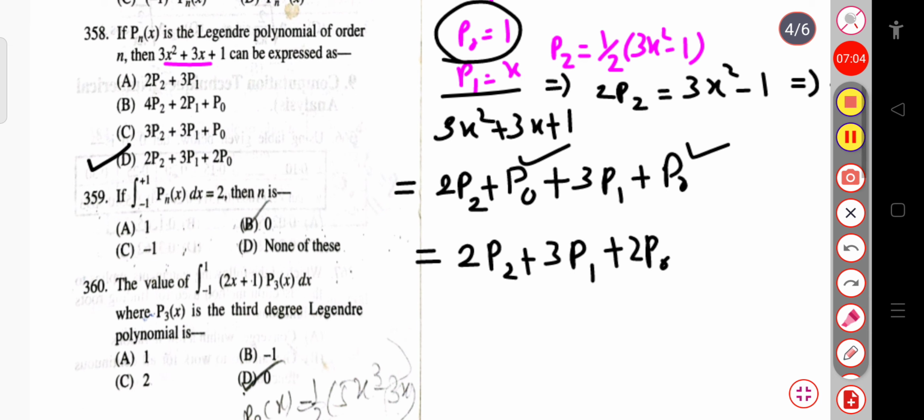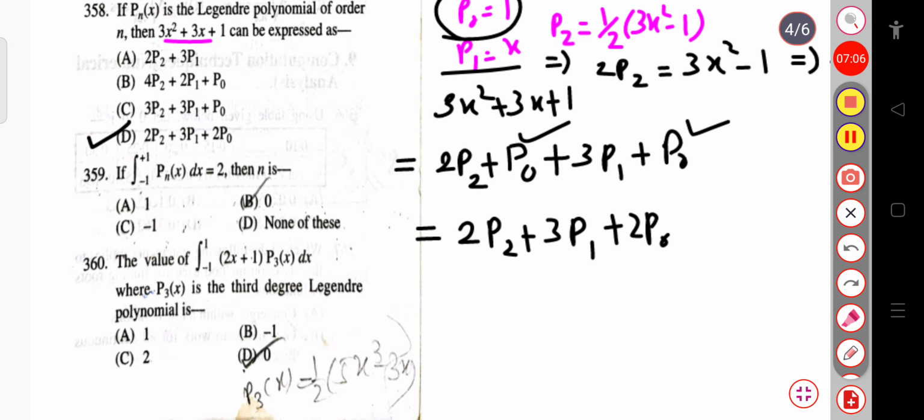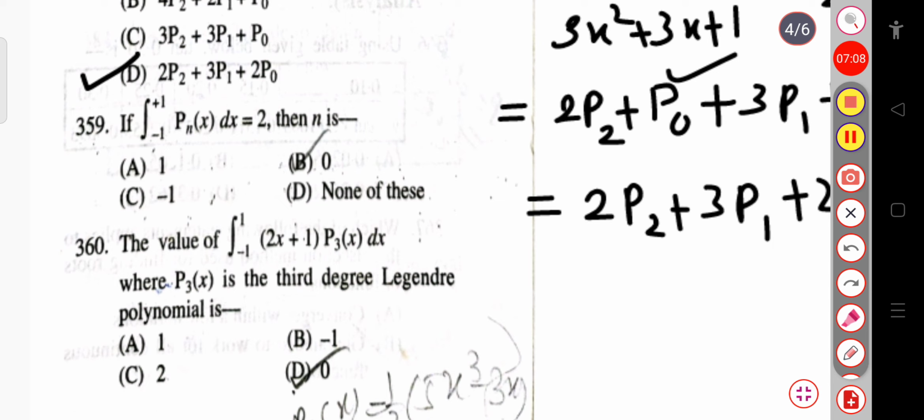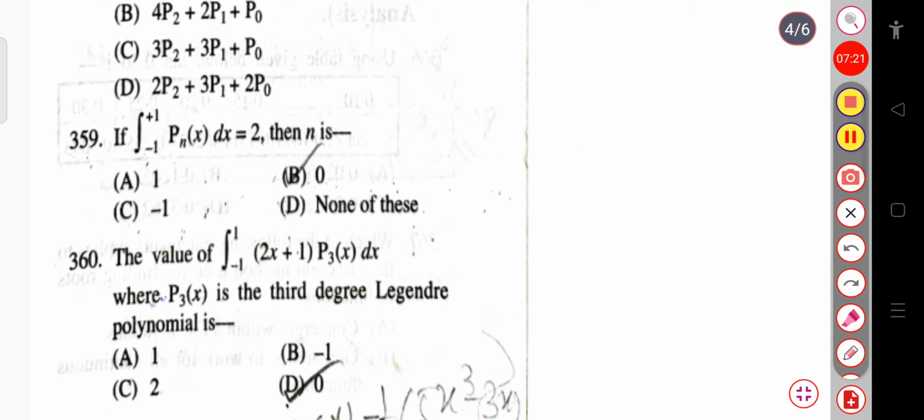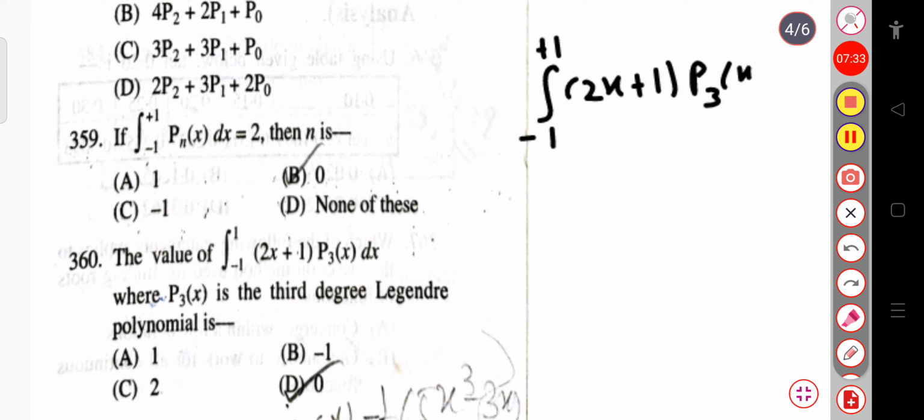Now the next question is, if we integrate from minus 1 to plus 1, Pn of x dx equal to 2, then n is how much? Suppose this is Pn of x, let me erase this part. Then the next question is, the value of integration from minus 1 to plus 1, 2x plus 1, P3 of x into dx. So you have to calculate this integration.